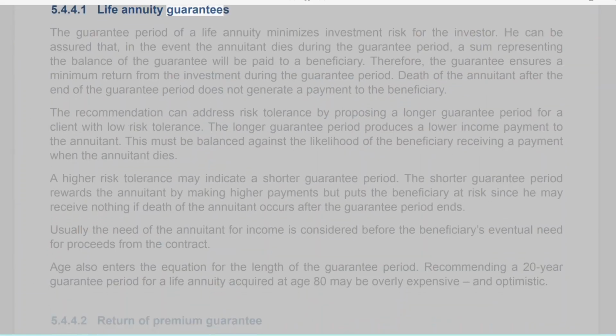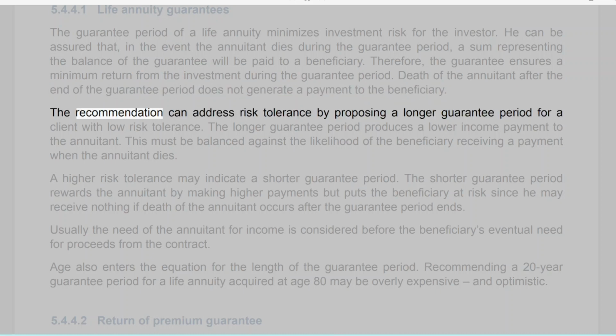5.4.4.1 Life Annuity Guarantees. The guarantee period of a life annuity minimizes investment risk for the investor. He can be assured that, in the event the annuitant dies during the guarantee period, a sum representing the balance of the guarantee will be paid to a beneficiary. Therefore, the guarantee ensures a minimum return from the investment during the guarantee period. Death of the annuitant after the end of the guarantee period does not generate a payment to the beneficiary.